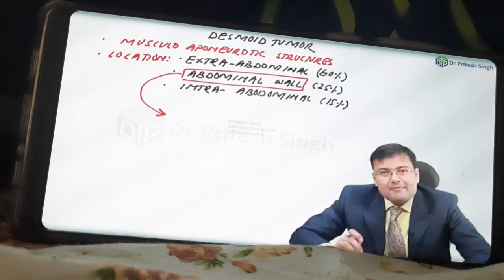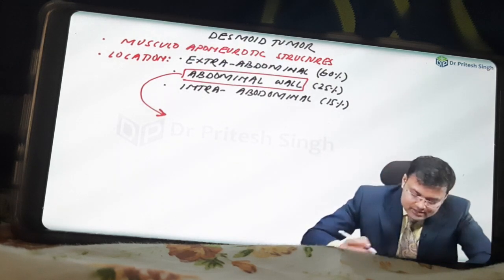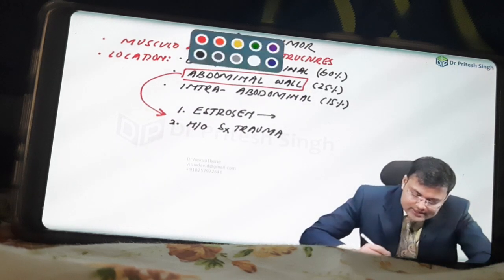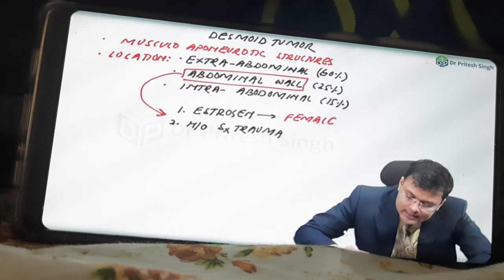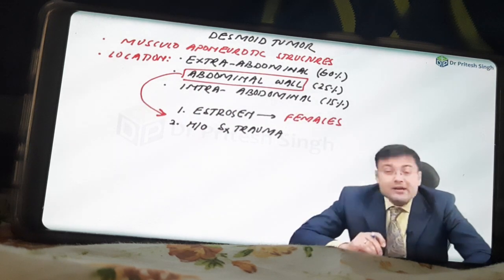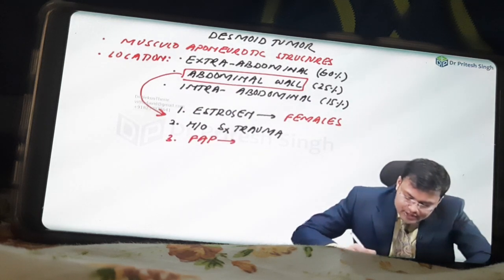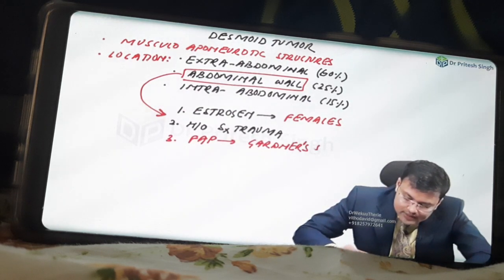The location is generally infra-umbilical and it arises from musculo-aponeurotic structure. There are 2 risk factors. One, estrogen increases the risk, and second, history of surgical trauma. If estrogen increases the risk, it means it is more common in females. History of surgical trauma means any patient who had previous laparotomy or cesarean section. And third, it is associated with FAP, especially the Gardner syndrome variant.